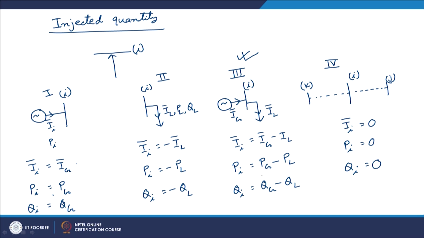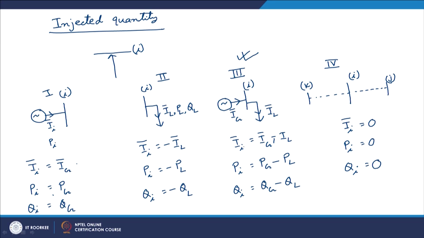Pi would be equal to Pg and Qi would be Qg, which is exactly what we have already understood from the physical interpretation of case 1 when there is only a generator connected. On the other hand, if Ig is equal to 0, that is if there is no generator connected at this bus, then Ig is 0, Pg is 0, Qg is 0. So from this expression Ii would be equal to minus IL, Pi would be equal to minus PL, Qi would be equal to minus QL, which is exactly the same expression of case 2, which we have understood or derived from the physical understanding.